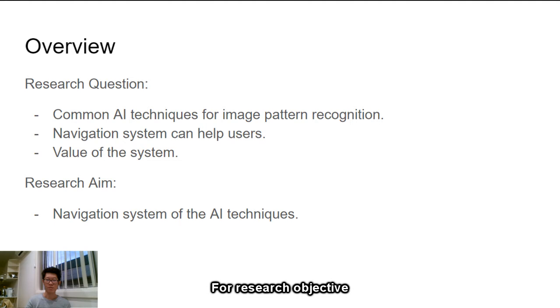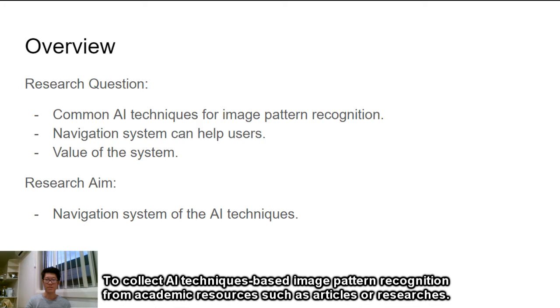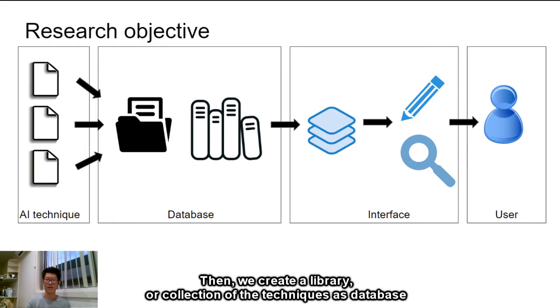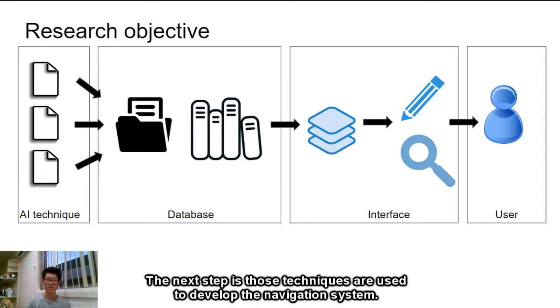For research objective, first, we collect AI techniques based image pattern recognition from academic resources such as articles or researches. Then we create a library or collection of the techniques as a database. Those techniques are used to develop the navigation system.